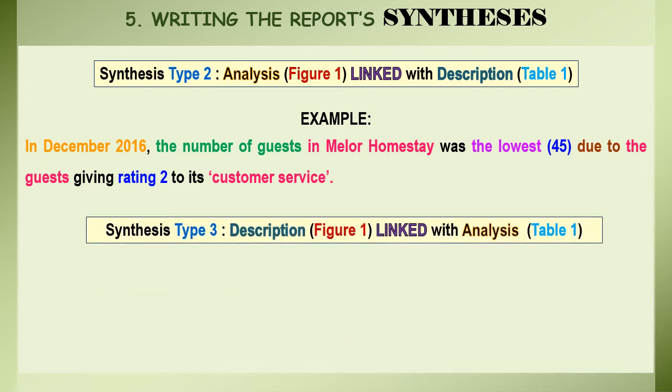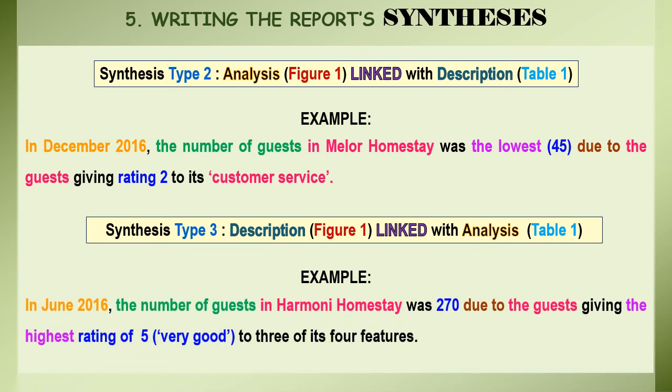Type 3 is when we link a description from figure 1 with an analysis from table 1. For example, in June 2016, the number of guests in Harmony Homestay was 270. This is a description from figure 1. Due to is a linker. The guests giving the highest rating of 5, very good, to 3 of its 4 features. This is an analysis based on table 1. Thus, this can be accepted as a synthesis.